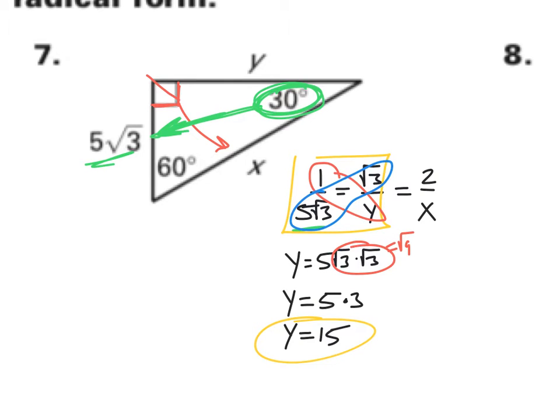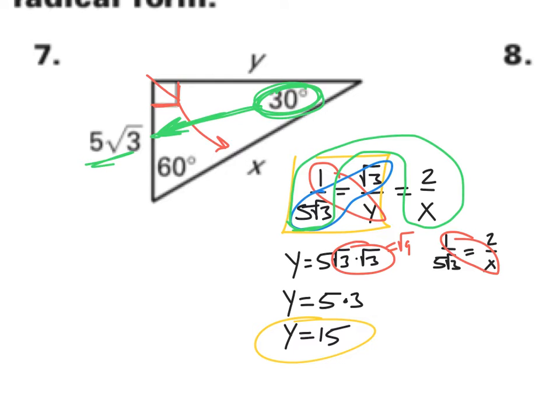Okay, now I want to solve for x. And so to solve for x, I'm going to take that first fraction and that last fraction. I'm going to take those two together. I'm going to rewrite it so it's not so sloppy. So I have 1 over 5 square root of 3 equals 2 over x. And I, again, need to cross multiply. So I have x equals, now I get 5 square root of 3 times 2.